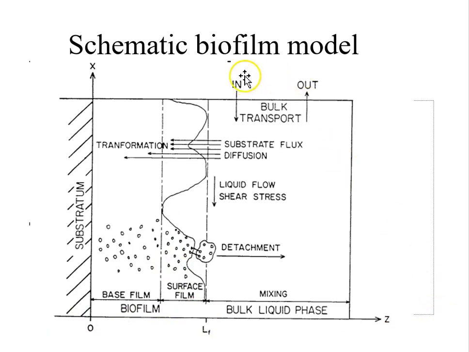We've reached a situation where whatever pollution or organics in the liquid can move in by diffusion into the biofilm. The microorganisms getting the food will grow and keep pushing out, and then it's controlled by detachment. So when we reach steady state, we have a balance between growth and detachment. Then it will remain more or less constant thickness, here denoted as LF.